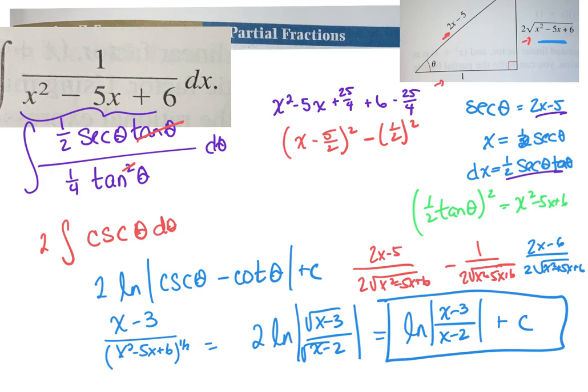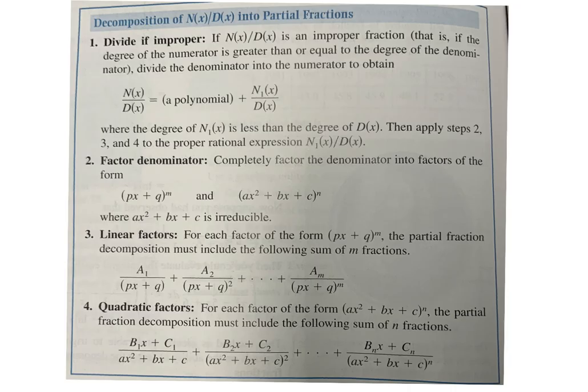So let's look at decomposition. All right, so just reminding you of what decomposition looks like. If it's improper, divide it. You need to factor your denominator, split it up into a variable over each factor, and then come up with your numerators, pretty much, all right? So example one takes the exact same problem that we did.